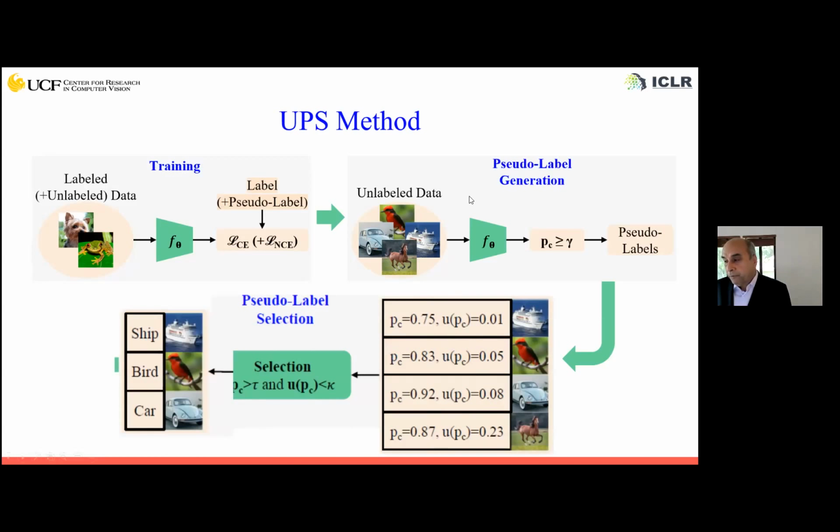So from this set, we know that these other examples have high uncertainty, so we do not select them. We are going to only select these images: ship, bird, and kid. And then we can iterate, and that's the way our method works.